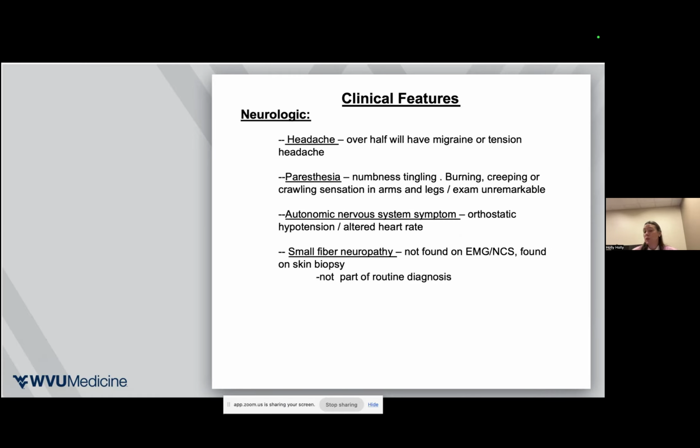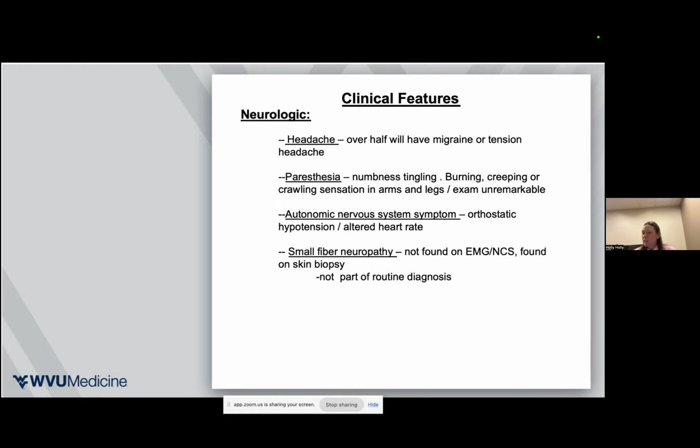So moving on to neurologic features that may present in fibromyalgia, we talked about how a great majority of these patients will have a headache. Over half can have some variation of headache or migraine. They may complain of neuropathic type symptoms like paresthesias, right? So they're going to have all of these symptoms that make it sound like it's some sort of neuropathy, but really the exam is pretty unremarkable. More often than not, when you send them for an EMG, they're not going to find any specific changes.